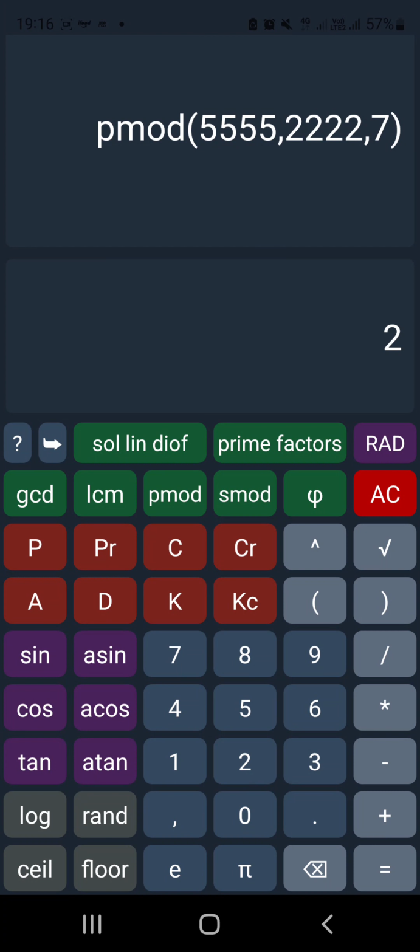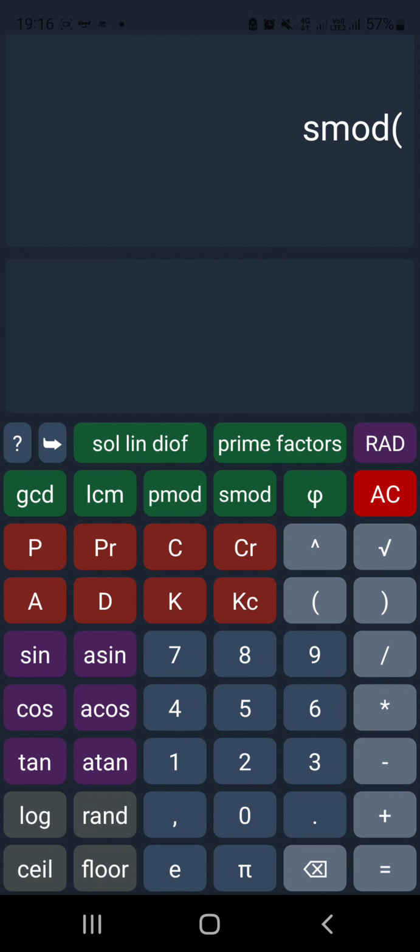Now let's see the smod function. It calculates a solution to the equation a times x, congruent to b modulo c. To do this, press smod, enter 3 numbers and press equals to obtain the result. In this case, smod of 7, 2 and 9, we get 8 as an answer, because 7 times 8 divided by 9 leaves a remainder of 2. And this can be verified using the pmod function.